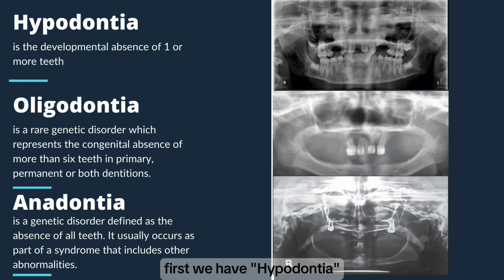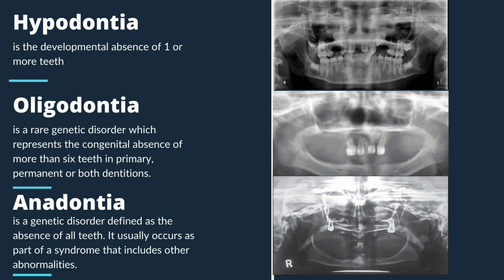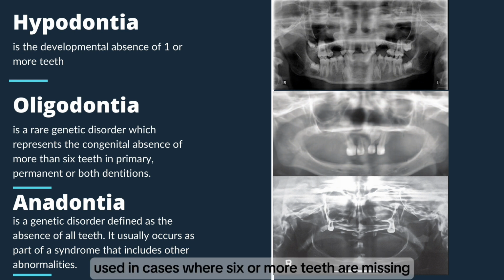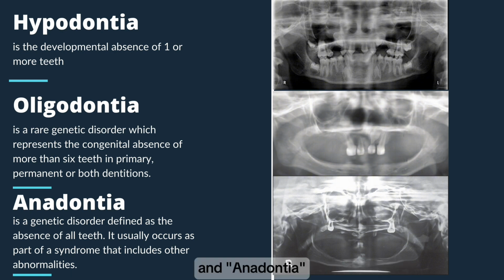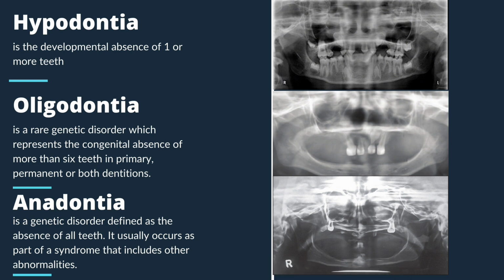First, we have hypodontia. It's a developmental absence of one or more teeth. Second, oligodontia is the term conventionally used in cases where 6 or more teeth are missing. And anodontia, a much more rare finding, describes the developmental absence of all teeth.